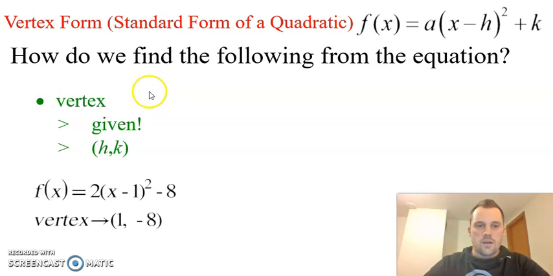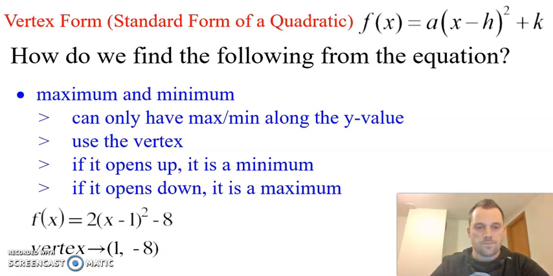The vertex, this is what's nice about vertex form, because it's called vertex form, we know exactly what that vertex is. It's the h and k value in this equation. So remember that this is minus the h or x value of our vertex. So if we've got this example here, x minus 1, 1 is the x value in our vertex, and then whatever this k value is here is the exact same in our vertex for the y value.